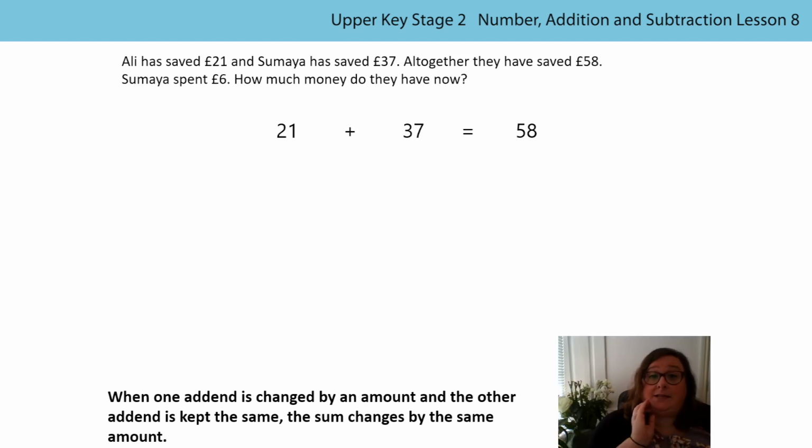Ali has saved £21 and Samaya has saved £37. Altogether, they've saved £58. Samaya spent £6. How much money do they have now? Think carefully about our stem sentence. When one addend is changed by an amount and the other addend is kept the same, the sum changes by the same amount. So, Samaya has spent £6.